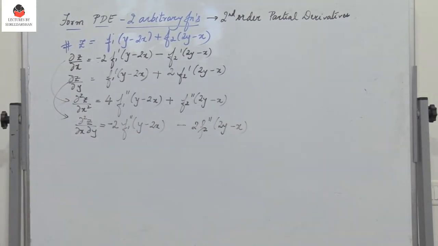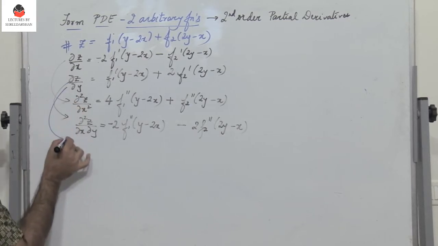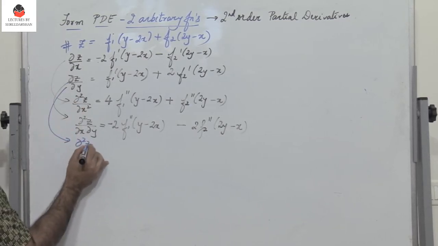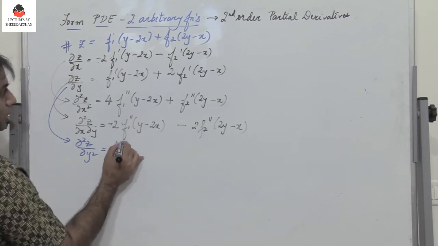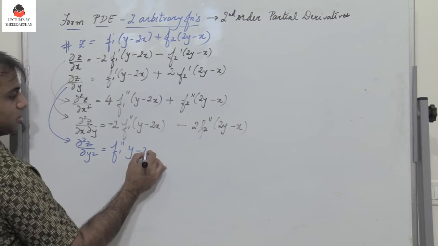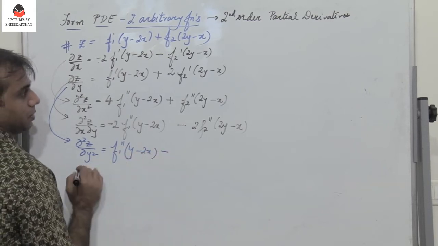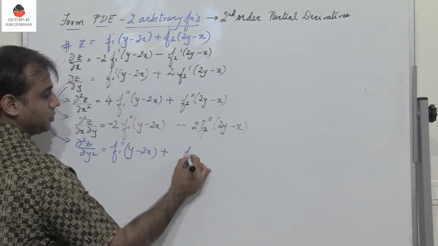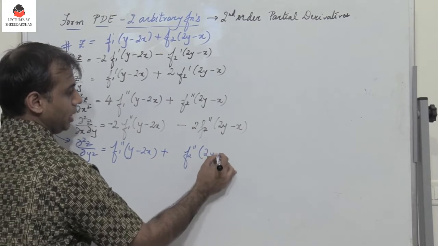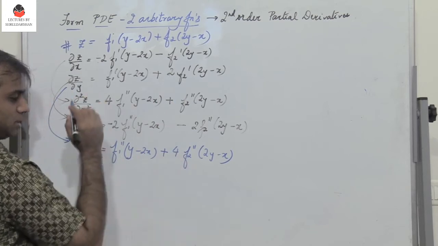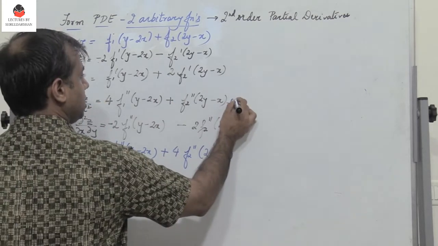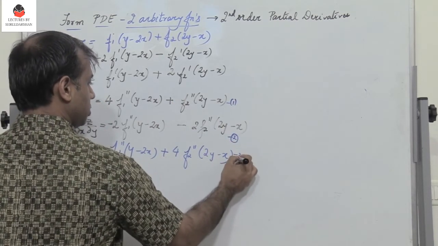Now partially differentiate ∂z/∂y again with respect to y, so I get ∂²z/∂y² equals f1'' (y minus 2x) into 1 plus f2'' (2y minus x). So you already have 2 into 2 gives us 4. So let's call these equations 1, 2 and 3.